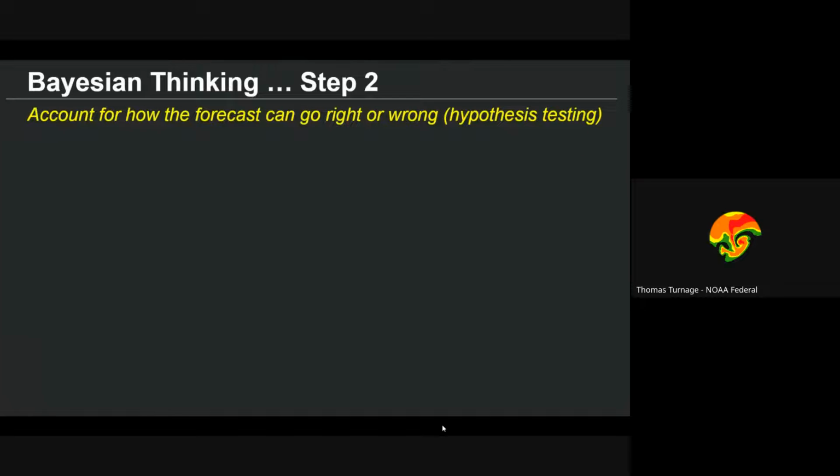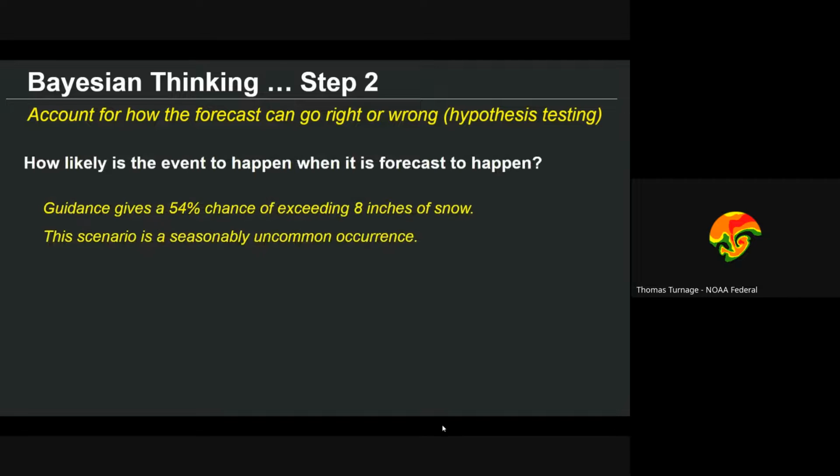Now, the second step, and this is where I really had to circle back and figure out how this works, and I will explain that a little more, but you really have to account for how the forecast is going to go right or wrong. It's hypothesis testing. So there's two ways to look at it. One is, how likely is the event to happen when it's forecast to happen? So notice there's two things involved there. One is you're given a forecast or a probability of something. The other component is, how likely is that to occur, all else being equal?